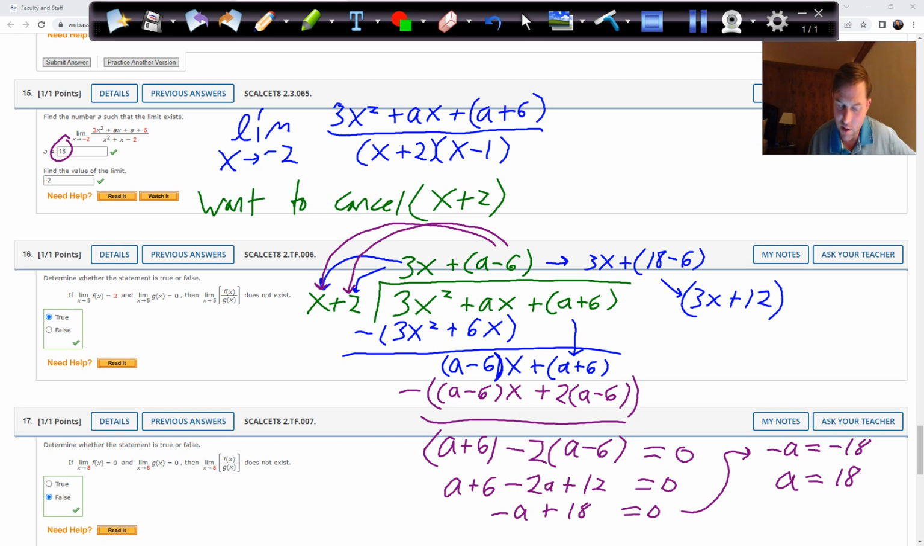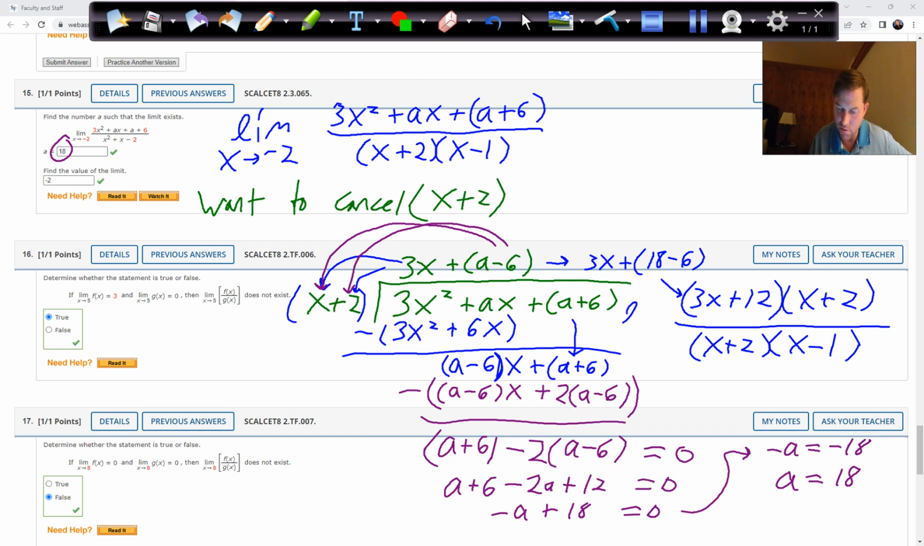So that is one of the bubbles, and the other bubble is x plus 2. Now I'm not going to go through this, if you were to FOIL that, you will get the top if you substitute a as 18. And we had the bottom, so now we're kind of looking back at this whole thing. We have the bottom as x plus 2, x minus 1. And this whole thing is the limit as x approaches negative 2.